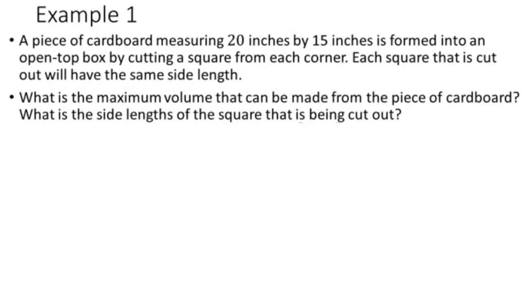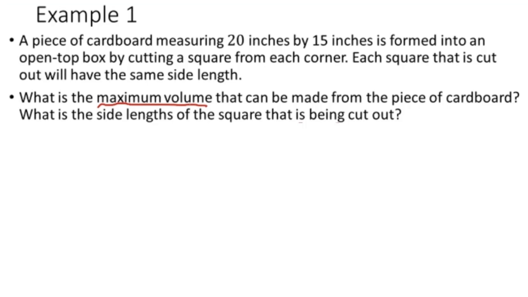In this problem, suppose a piece of cardboard measures 20 inches by 15 inches and is formed into an open top box by cutting a square from each corner. Each square that is cut out has the same side length. What is the maximum volume that can be made from the piece of cardboard? What are the side lengths of the squares that are being cut out? Since the problem is telling us to maximize volume, that means we are working with an optimization problem. Since our optimization problem involves geometry, we should draw a picture to help us understand the problem.